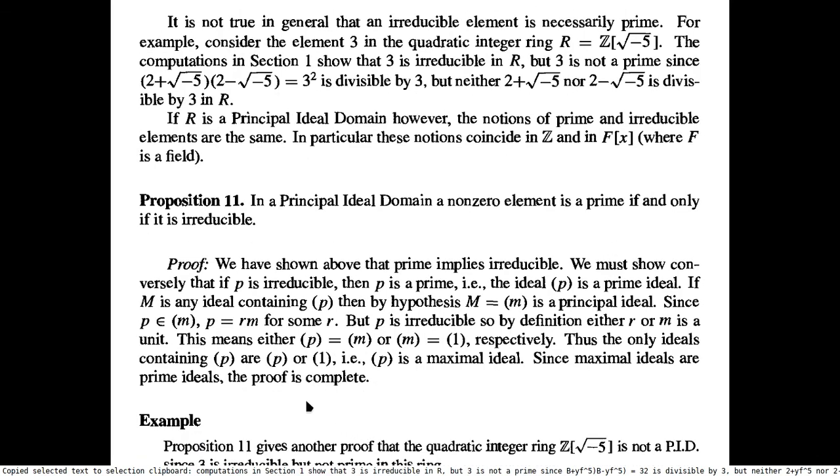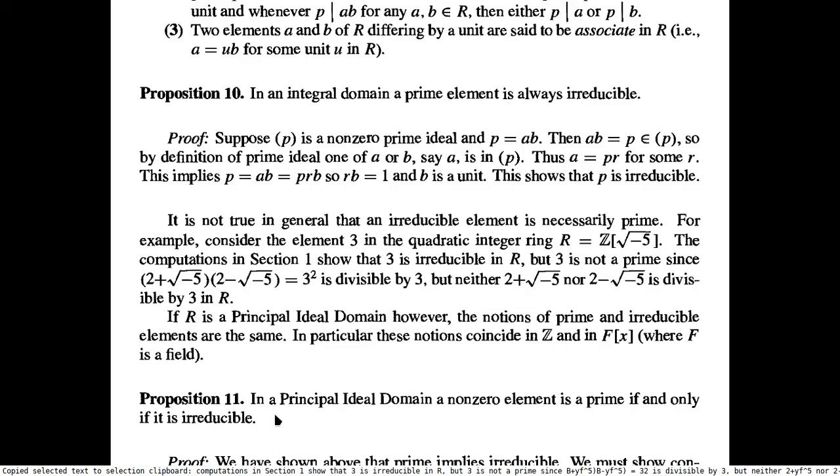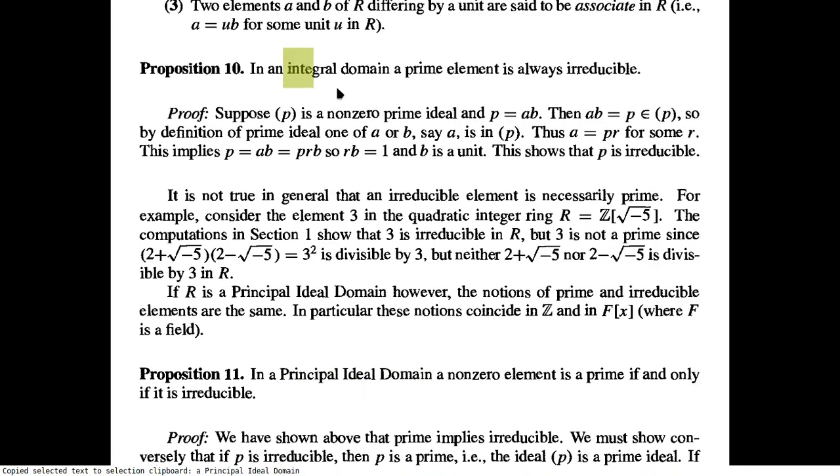So there's this proposition as well. If you have a PID, a non-zero element is prime if and only if it is irreducible. Right, so this is in the case of a PID. This was just an integral domain. In integral domains, you have one way: from prime, you can get irreducibility. But to get the other way around, you'll need a PID, right? So this was interesting because we were dealing with prime and irreducible ideals in that last problem from Bourbaki.